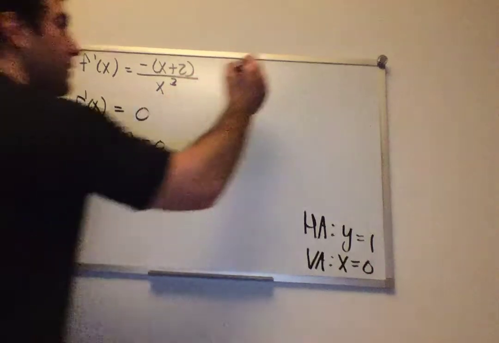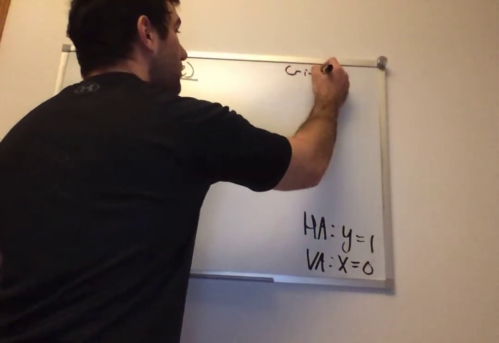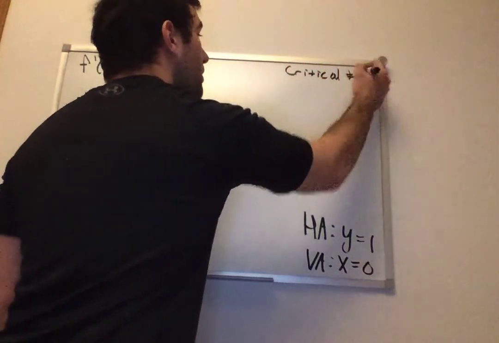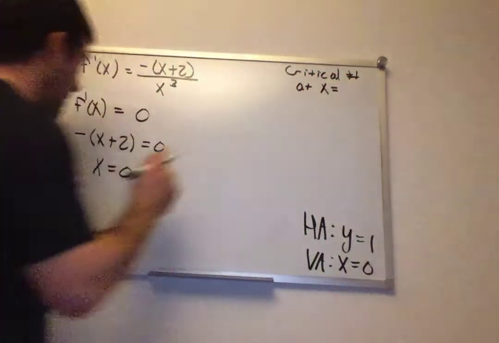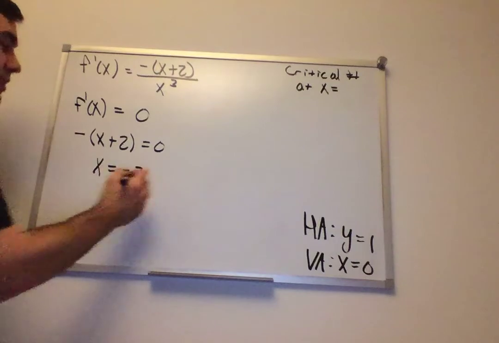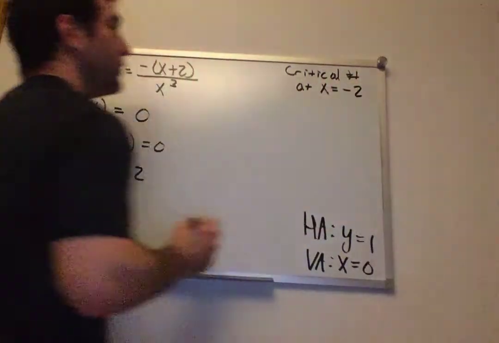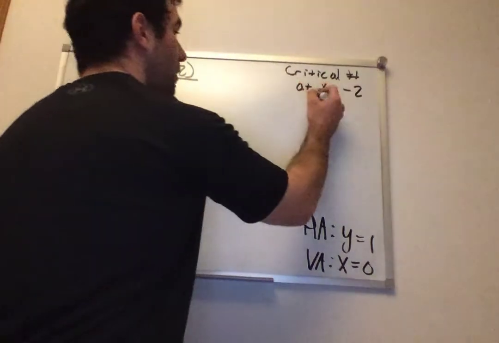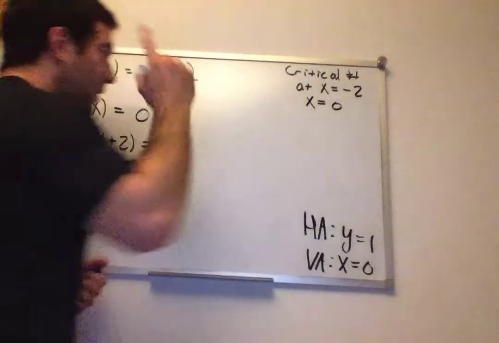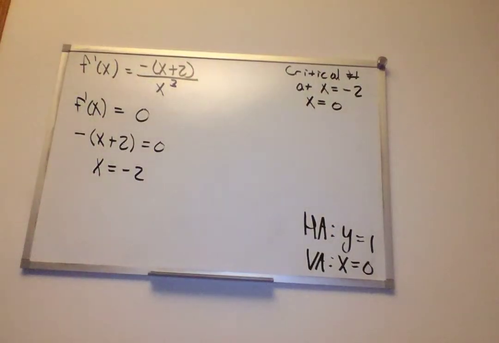Okay? So we have a critical number at x is equal to, or sorry, I put 0. It should be negative 2. Negative 2. However, we do have another critical number. That's why I wrote 0. I was thinking of the other critical number. We do have a critical number at 0.